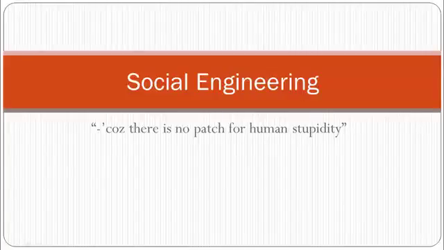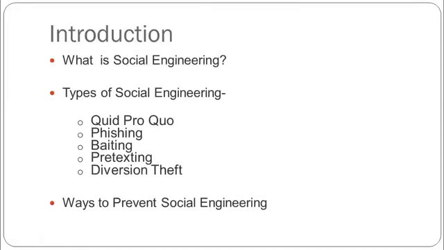So what exactly is social engineering? In this tutorial today, I will take you through what social engineering is, and the different types of social engineering. There are 5 different types: baiting, phishing, quid pro quo, pretexting, and diversion theft, which is normally conning people. We will also cover the ways to prevent them. These are what I will be teaching you today.